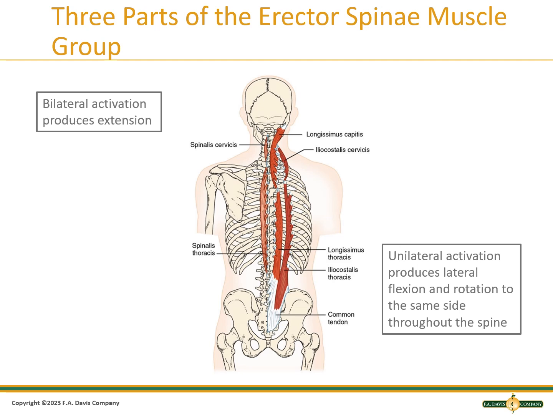Bilaterally, our erector spinae muscles cause extension of the spine. Unilaterally, they produce lateral flexion and rotation to the same side throughout the spine because of the way that they are oriented. So that means that our attachment to our spinous process is always going to be inferior compared to our attachment to our transverse process in order to achieve rotation to the same side.